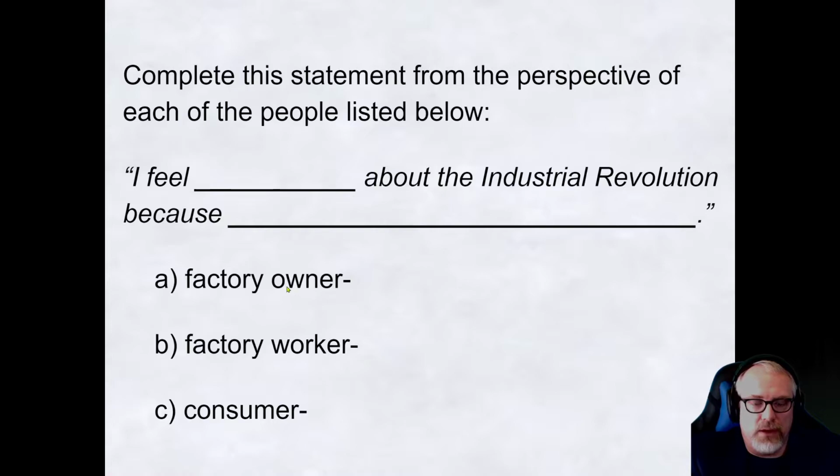So just take this on. Factory owner, they own the means of production. The factory worker, they work the means of production. The consumer, they buy whatever is produced.